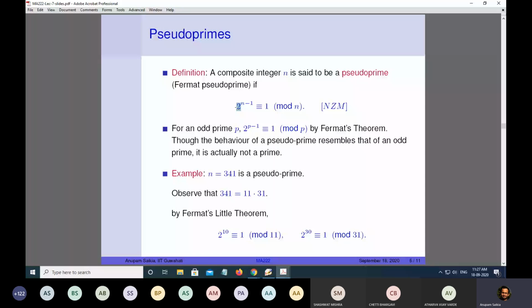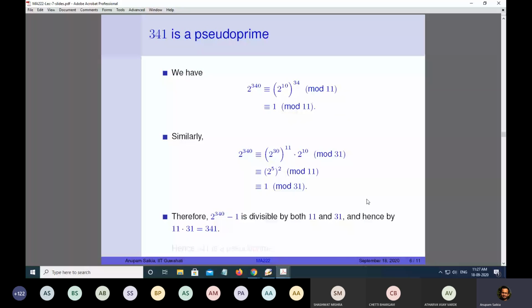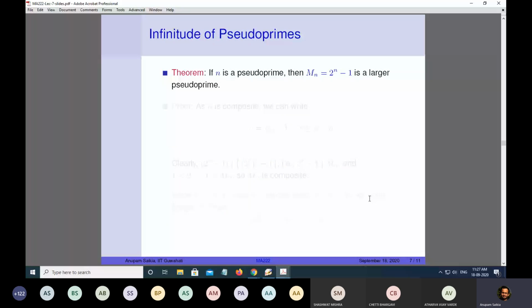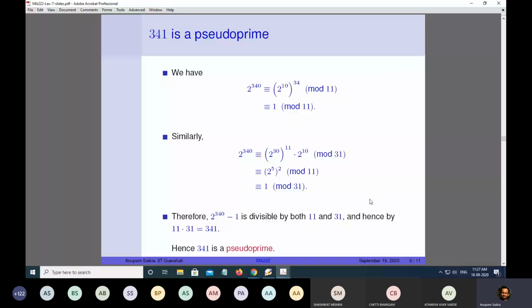We may consider some other base also, so then we'll get a pseudoprime to the base a. That is what we're going to see. Before that, it's a natural question whether there are infinitely many pseudoprimes. We already know that there are infinitely many prime numbers. So the question is, will there be infinitely many pseudoprimes? That is easy to prove, because one pseudoprime will give a next one.